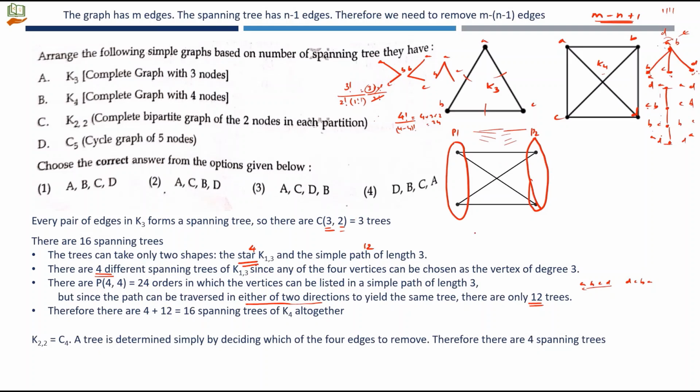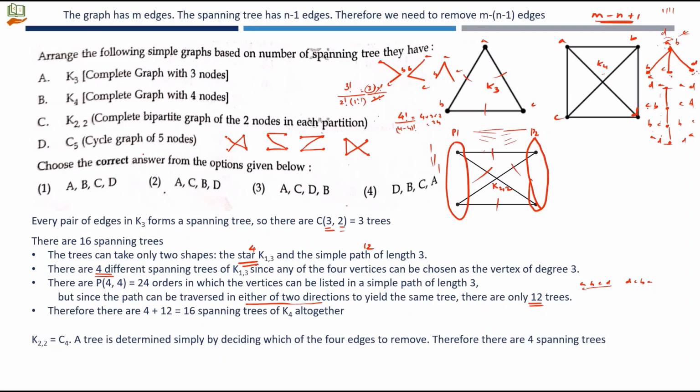A tree is determined simply by deciding which of the 4 edges to remove. If I remove this edge, it's a spanning tree. If I remove this edge, it's a spanning tree. If I remove this edge, it's a spanning tree. If I remove this edge, it's a spanning tree. So how many spanning trees are there? There are 4 spanning trees. So this is with respect to K2,2. So there are 4 kinds of spanning trees possible.